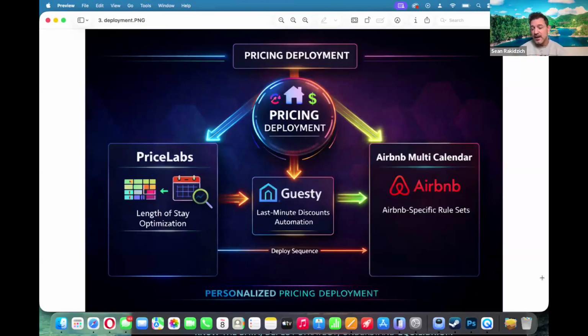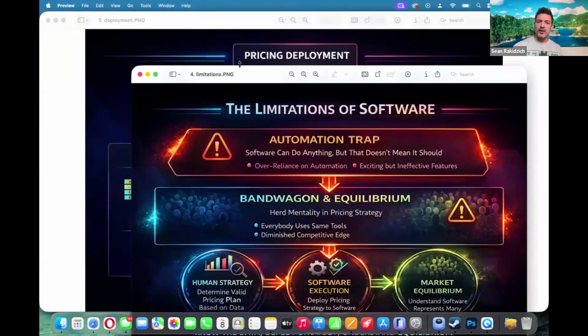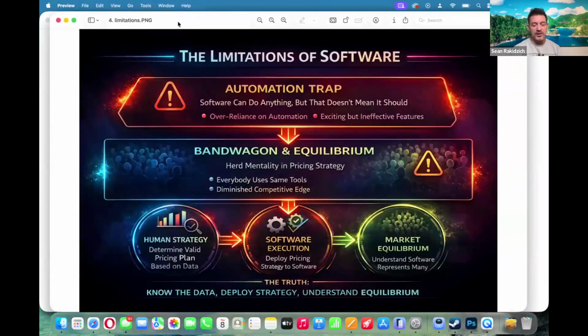So I literally have 3 tabs open in my computer when I'm doing pricing. I have the Airbnb multi-calendar, I have my channel manager, and I have PriceLabs open, all 3 at the same time. And that's my pricing deployment little spread. Now, all of what I've just presented kind of very quickly, because I'd rather do Q&A for this stuff too, because a lot of you guys have very unique situations.